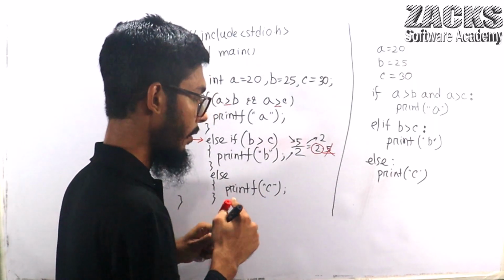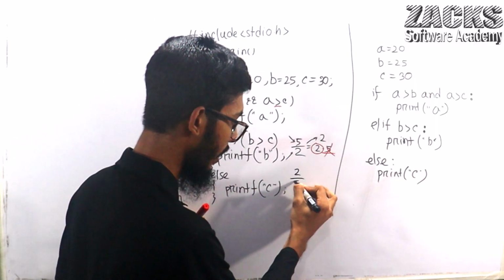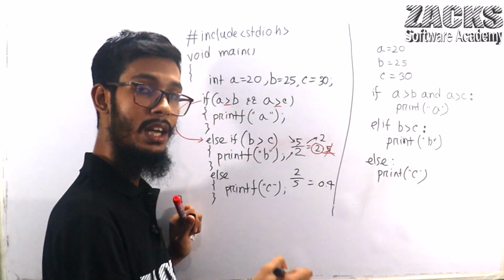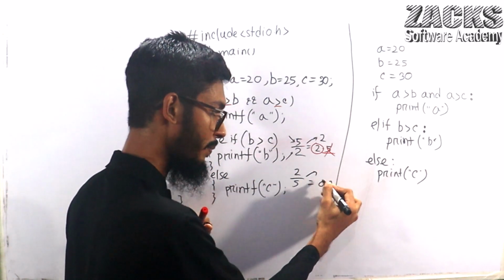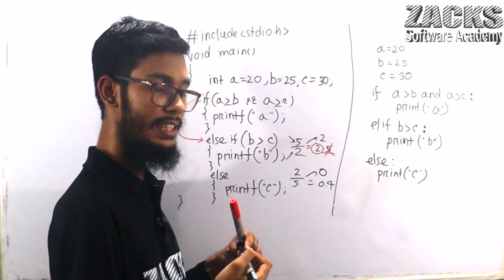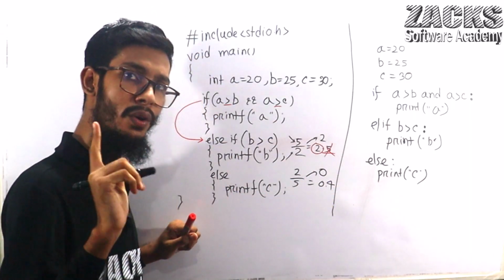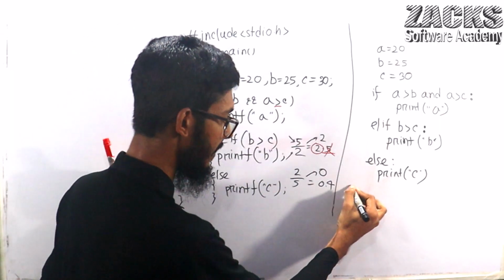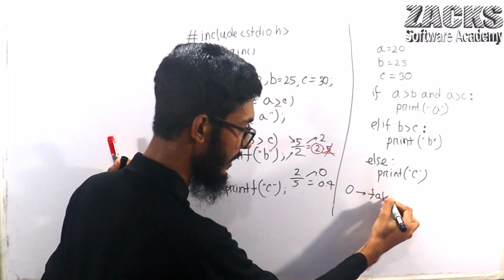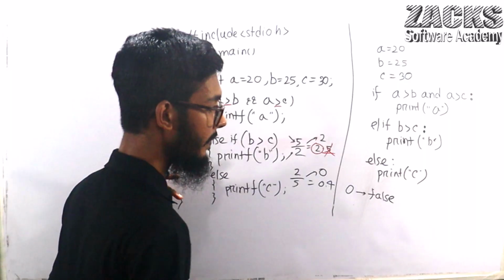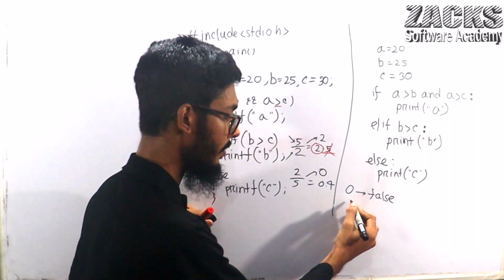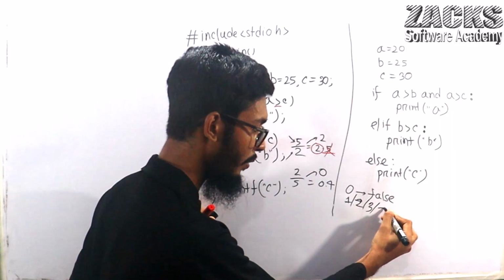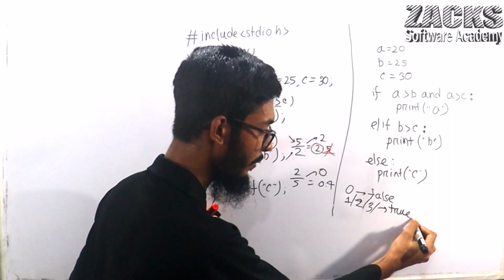Once more, for example, 2 by 5. What is the result in mathematics? 0.4. But I'm not asking about mathematics, what is the result in C? Not 0.4, the result is 0 only, right? And you know the concept: 0 means false in C++, Python, JavaScript. 0 means false, and 1 or 2 or 3 or any non-zero value means true.